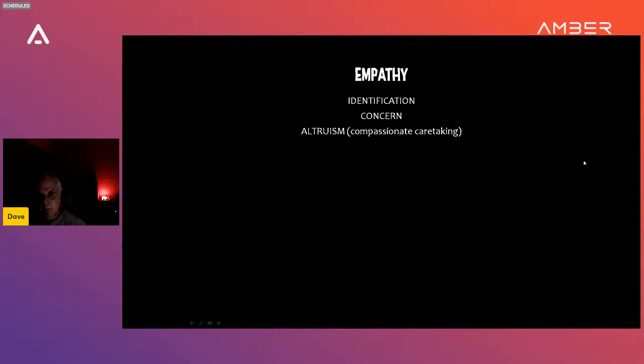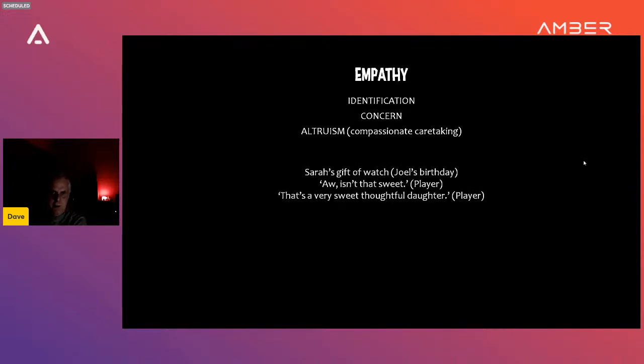And then into the compassion, the altruism. So we see the old gift ploy. Watch out for the old gift ploy. It's one of the ways in which we can demonstrate that a character cares about others, has empathy for others, doesn't regard himself as the center of the universe. So here we go. Sarah's giving the old gift of a watch to Joel for his birthday. Listen to your players. Oh, isn't that sweet? It's a very sweet, thoughtful daughter.